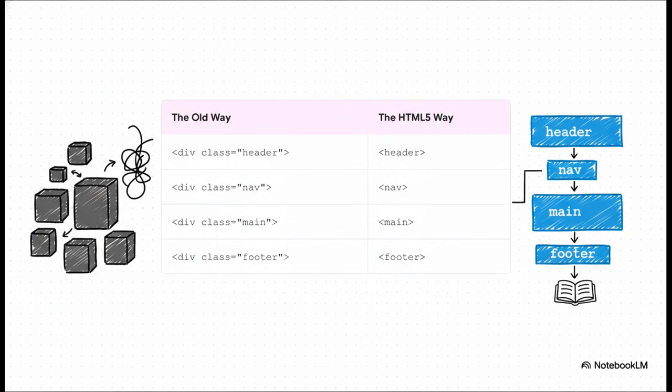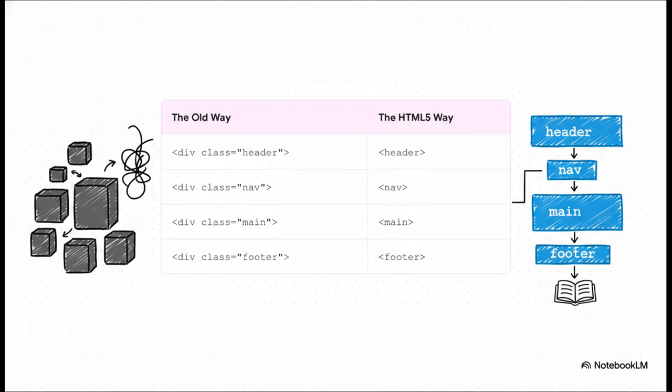Okay, so when you first look at the difference, it seems pretty minor, right? On the left, you've got the old way of doing things. Think of it like a bunch of identical, unlabeled cardboard boxes. Everything just got thrown into a generic box called a div. You had no idea what was inside without opening it up. But on the right, you've got the HTML5 way. Now we have boxes clearly labeled header, navigation, and footer. The code itself tells you what it's for.